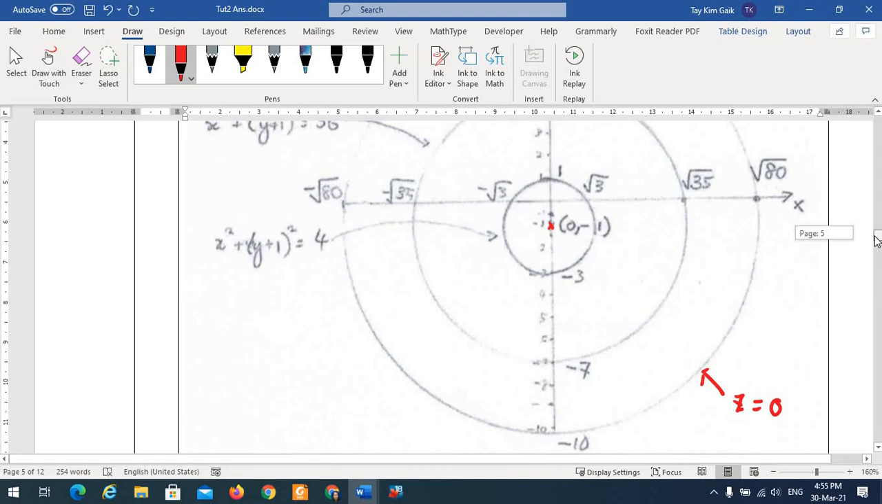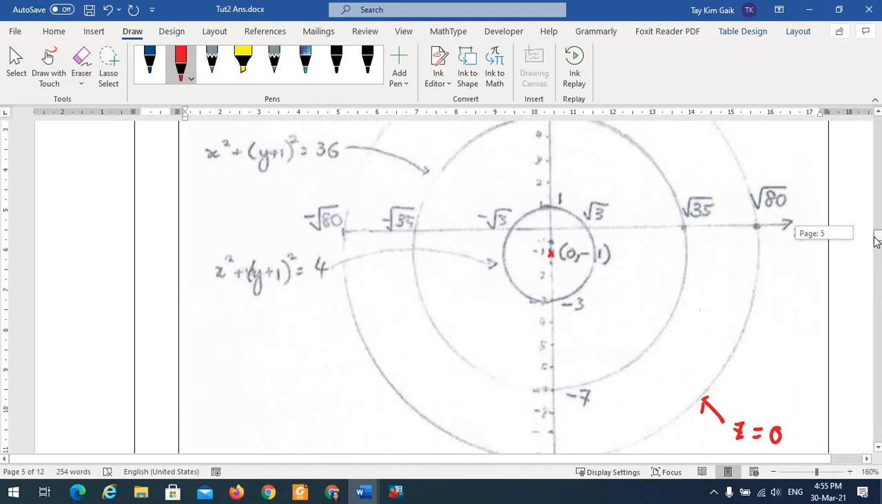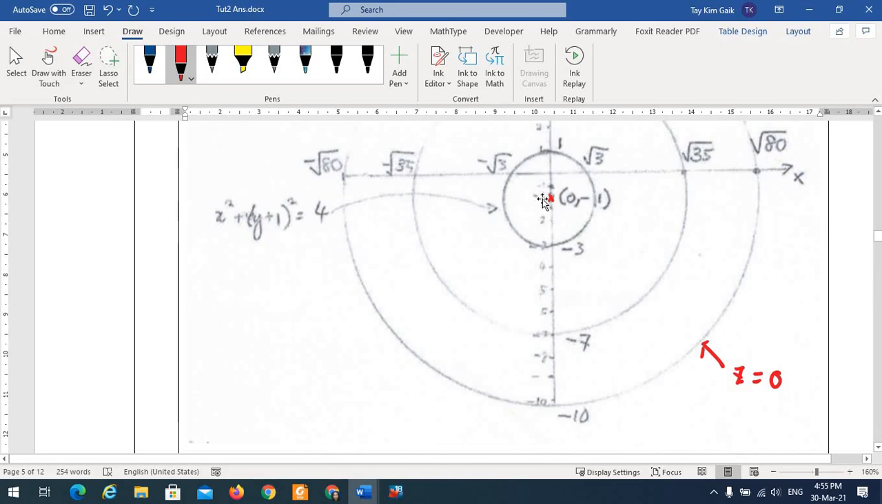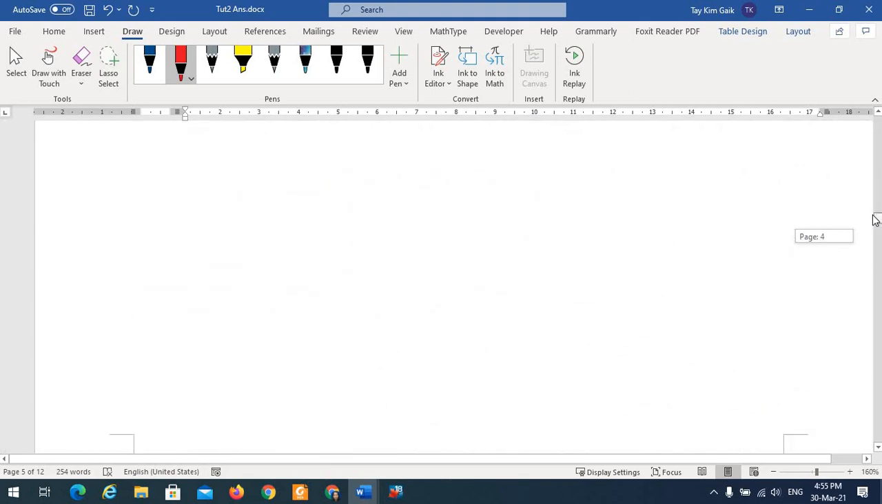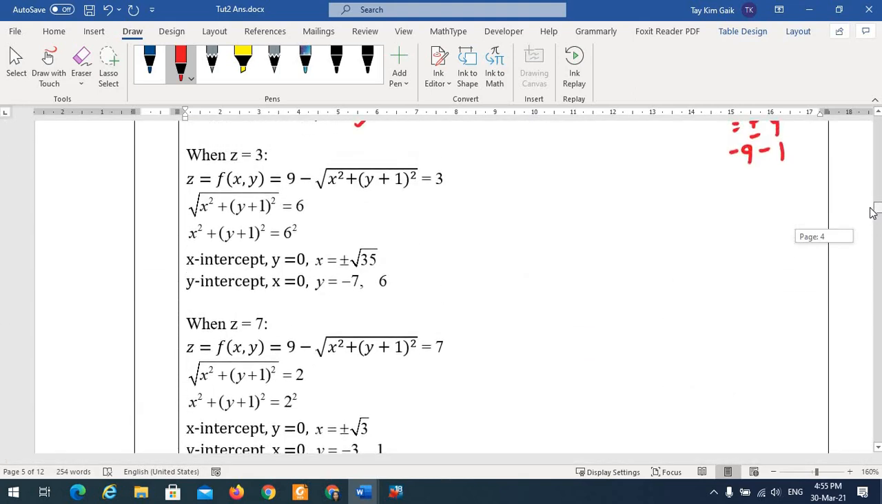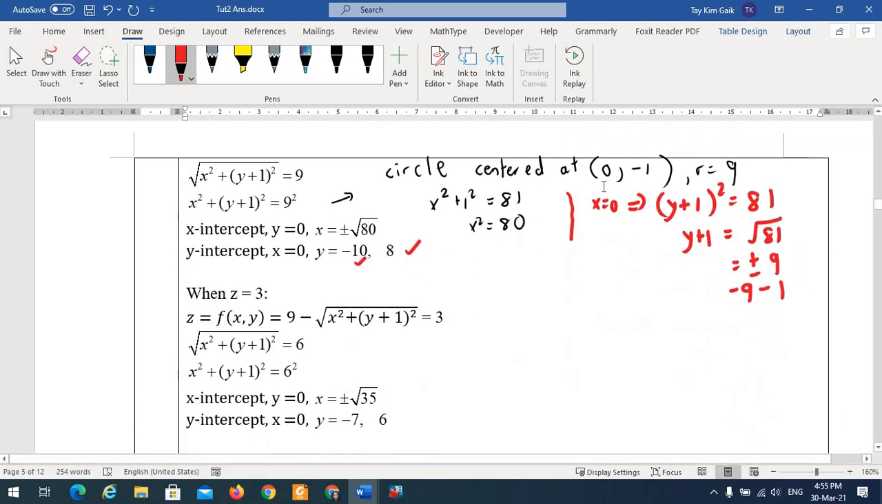When z is 0, you have the biggest circle with radius 9 units. To get your y-intercept, in this case the circle is not centered at the origin (0, 0), but is centered at x = 0, y = negative 1. To get the x-intercept, you let y = 0. To get the y-intercept, you let x = 0. So far, is this part okay? Any questions? Okay.